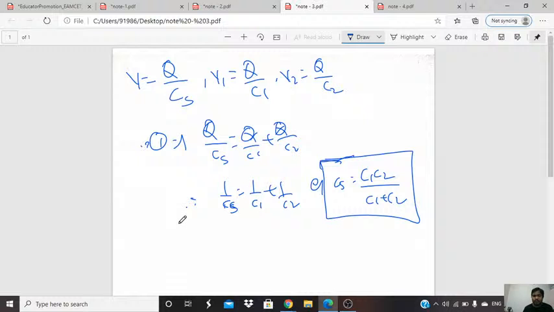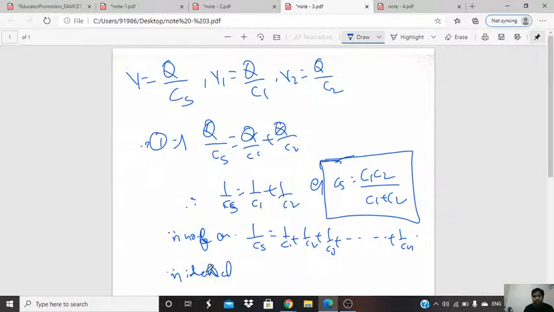If you connect n number of capacitors, then it is equal to what? 1 by C1 plus 1 by C2 plus 1 by C3 plus so on, 1 by Cn. Suppose if you take n number of identical capacitors, so 1 by C plus 1 by C plus 1 by C, that is equal to n by C, that is C equal to what? C by n.